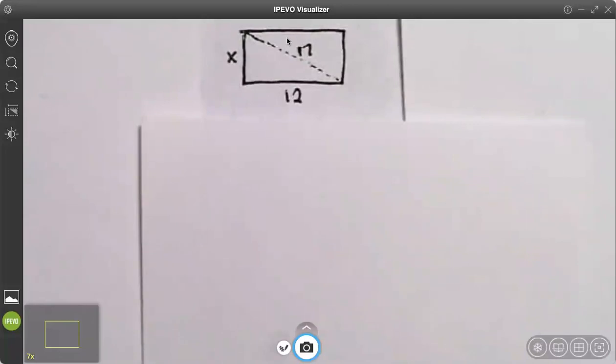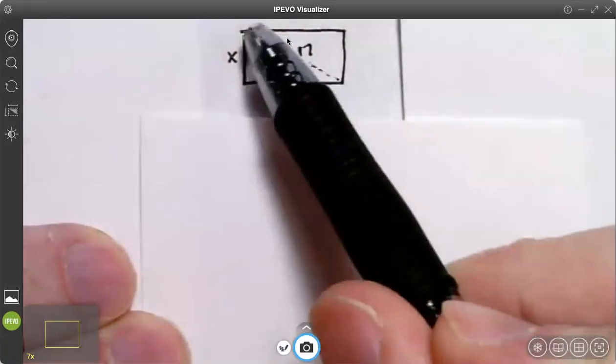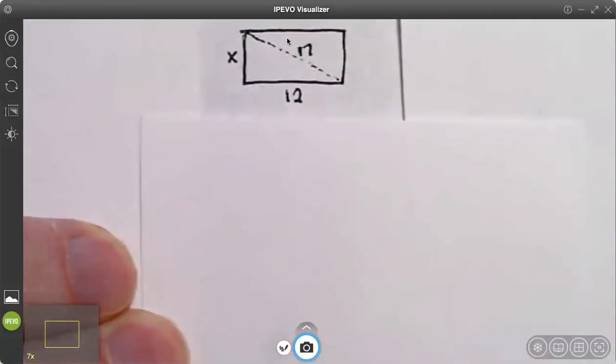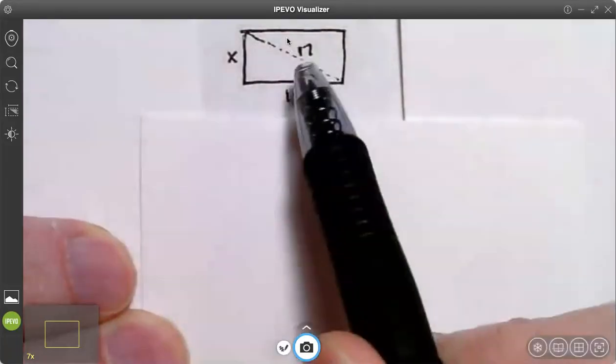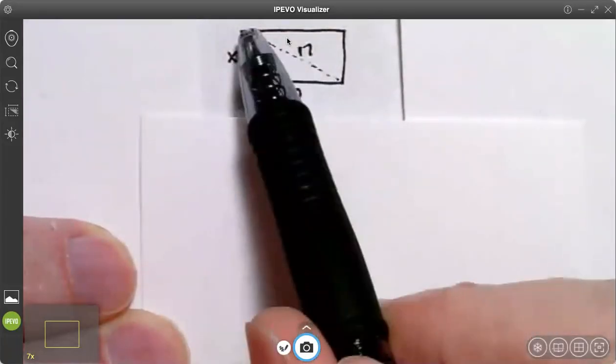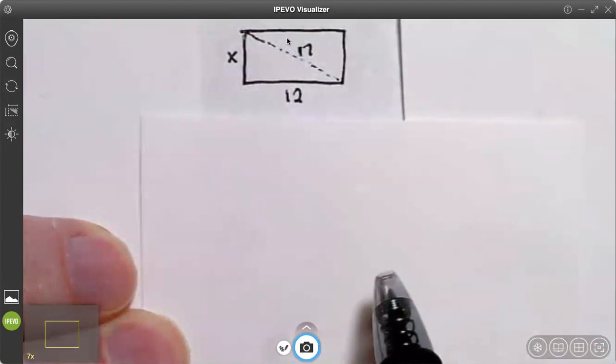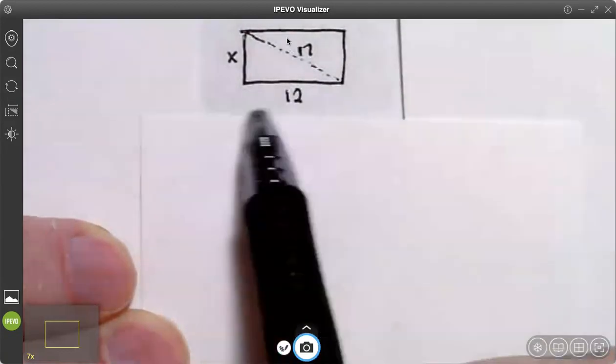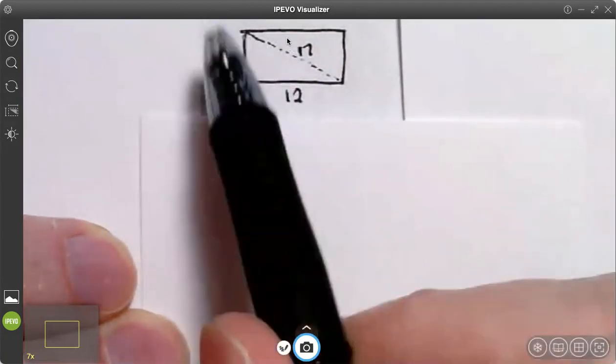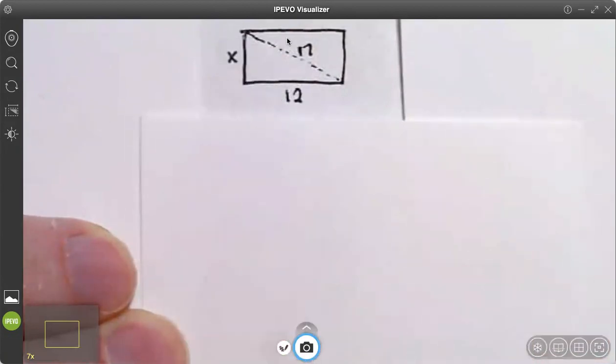It said, the diagonal of a computer monitor is measured to be 17 inches. There's my 17 for my diagonal. If the width of the monitor is 12 inches, there's my width. Find the height of the monitor. Looking for my height.